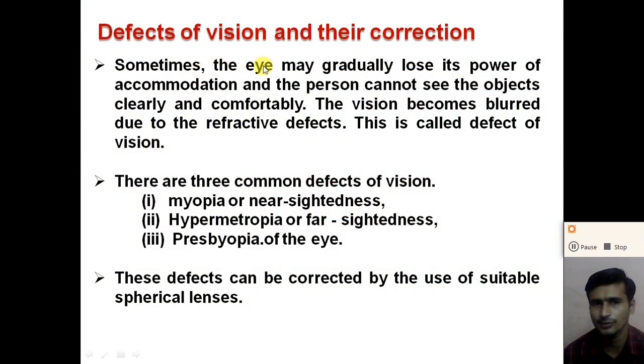Sometimes the eye may gradually lose its power of accommodation. The eye lens loses its power of accommodation and the person cannot see the object clearly and comfortably, a far object or a near object, right?